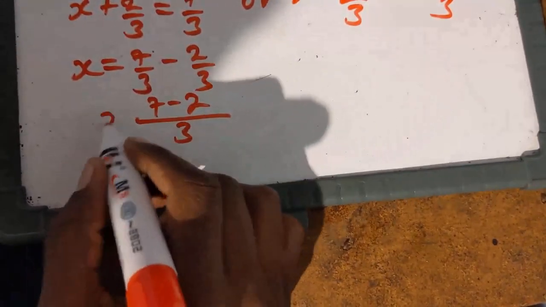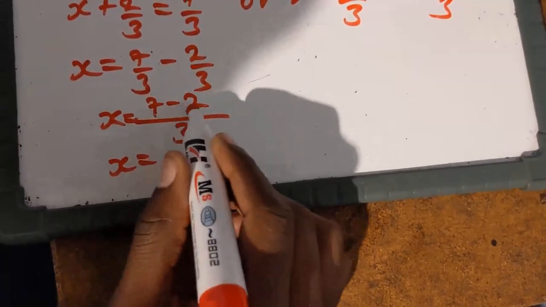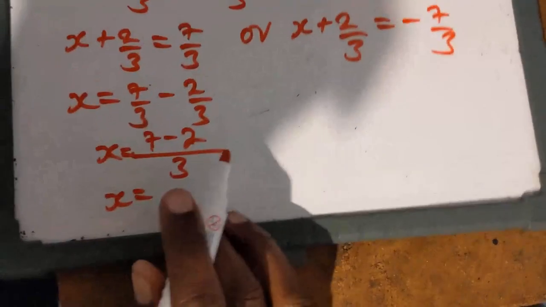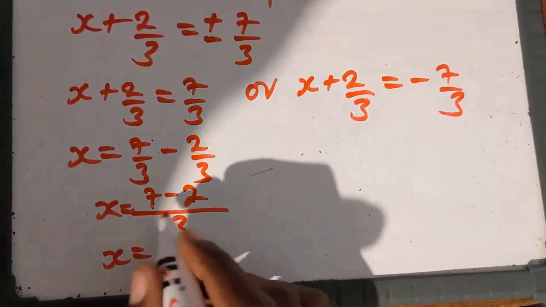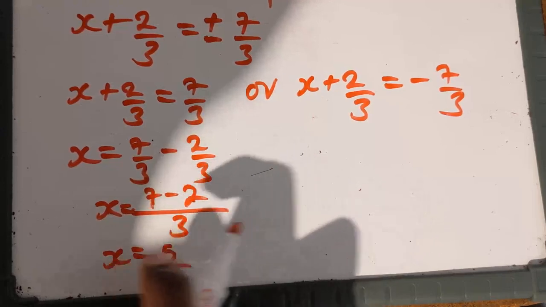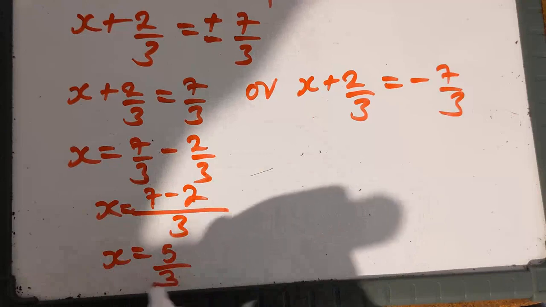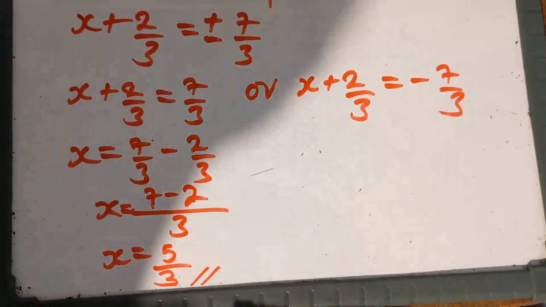So we are going to have x is equal to 7 minus 2. What is 7 minus 2? So 7 minus 2, you're going to find that 7 minus 2, it is what? It is 5. Then to be over 3. Over 3. So this is the first answer. Okay, that is the first answer.